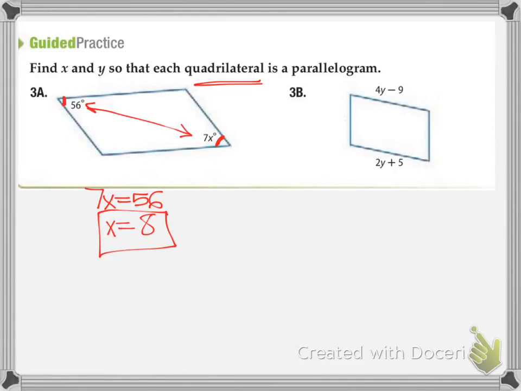All right, let's look at the next one. So here I've got this side, 4y minus 9, and 2y plus 5. Well, if this is a parallelogram, those are opposite sides, so they have to be congruent to one another. So therefore, 4y minus 9 would have to equal 2y plus 5. That needs to be true for this to be a parallelogram. So if I solve that, I get 2y equals 14. So y here would have to be 7. Okay, y would need to be 7 for that to be a parallelogram.